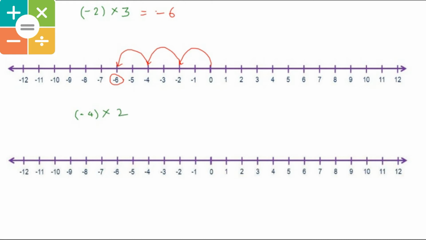Let's take next example. Minus 4 multiplied by 2. Let us start with the 0 on the number line. We take minus 4 one time, minus 4 two times, that is minus 8.